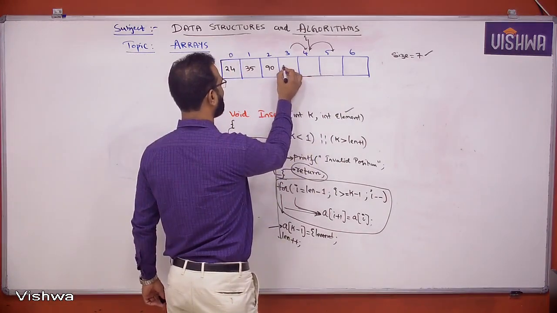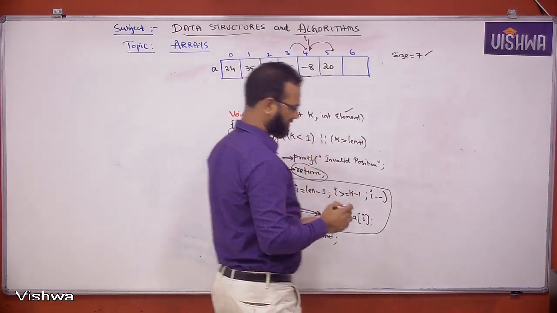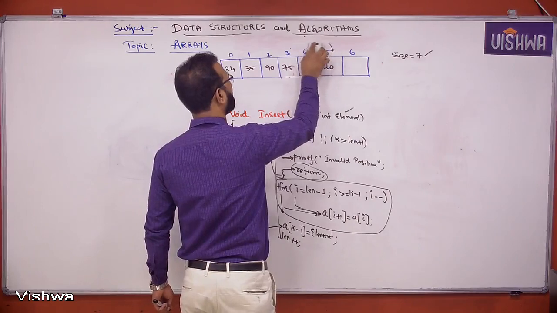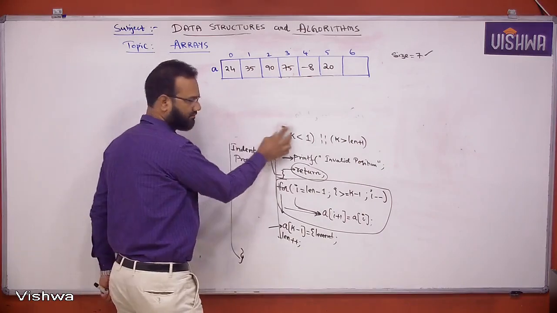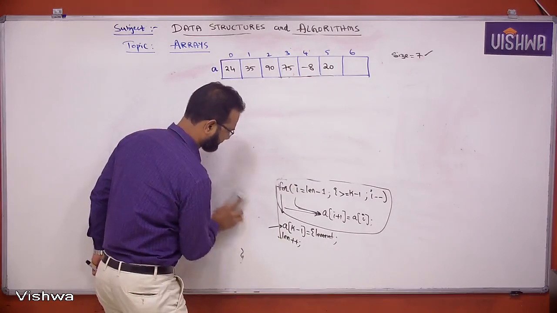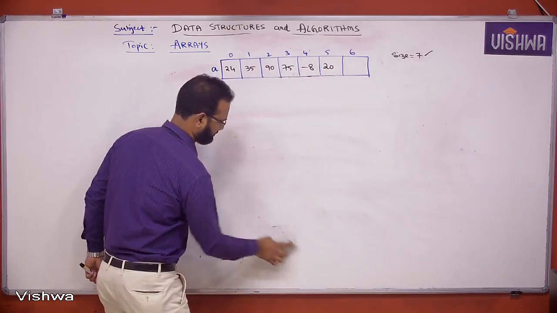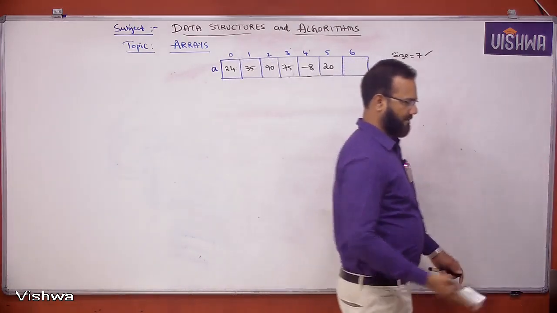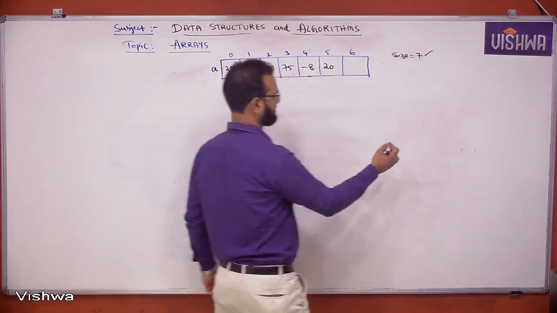Let's see some more elements over here. 75, minus 8, and say 20. These are the set of elements. I'll assume it. Let's see the delete operation. Quickly we will see this particular one.